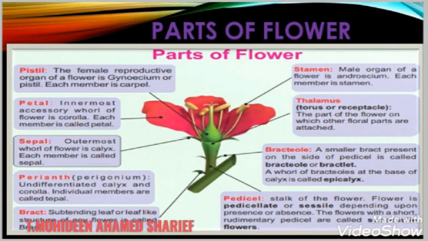Next, parts of the flower. So it has pistil, petal, sepal, bract, stamen, thalamus, bracteole and pedicel. So these are the parts of the flowers.